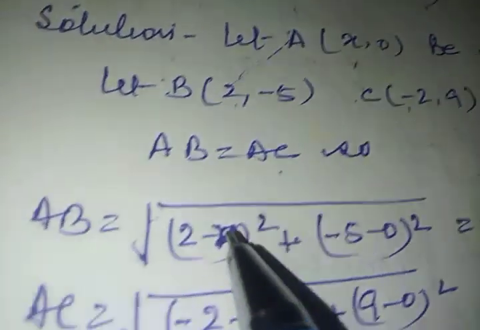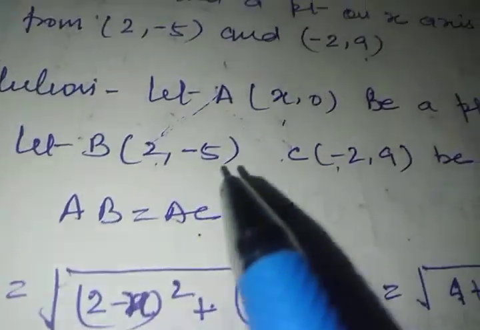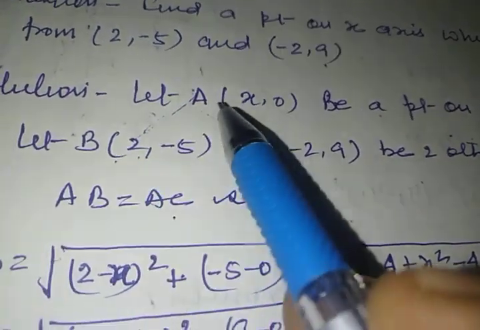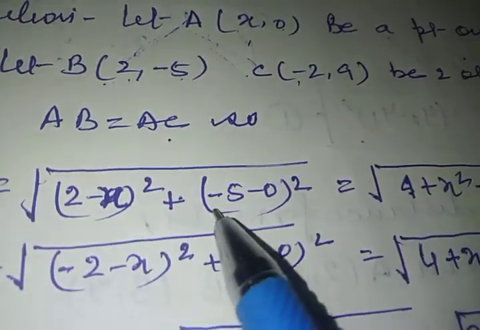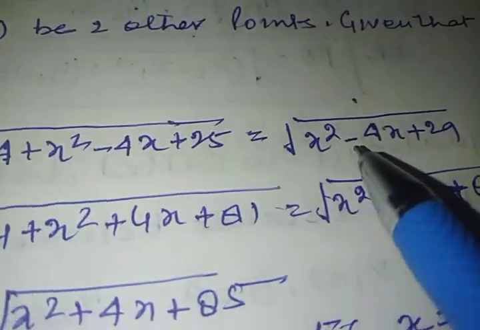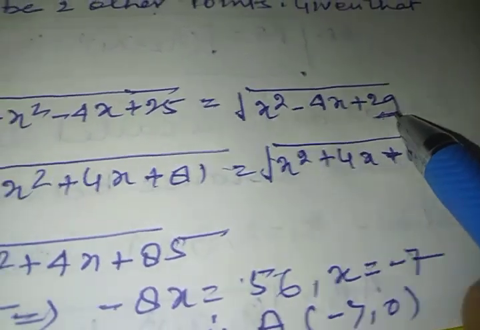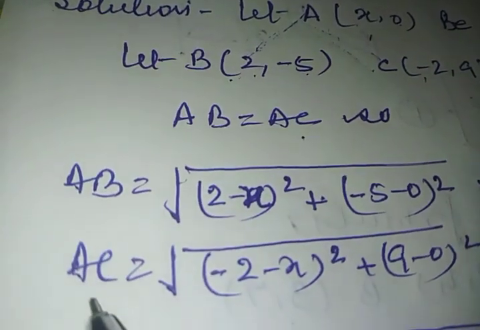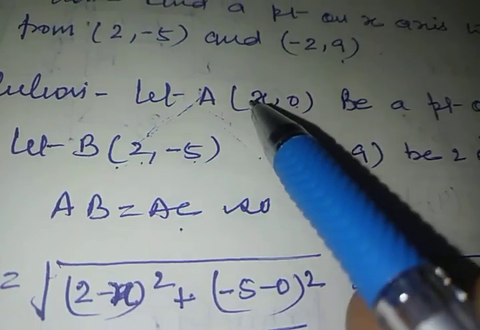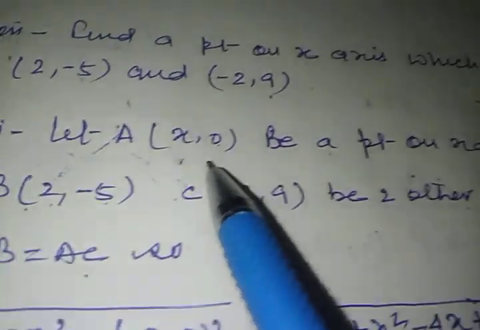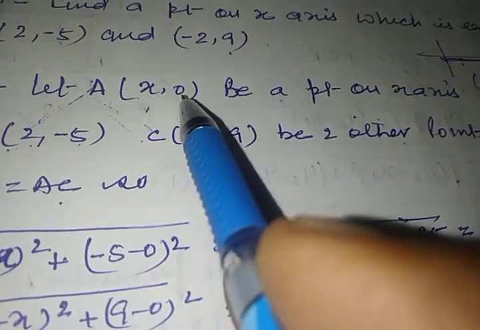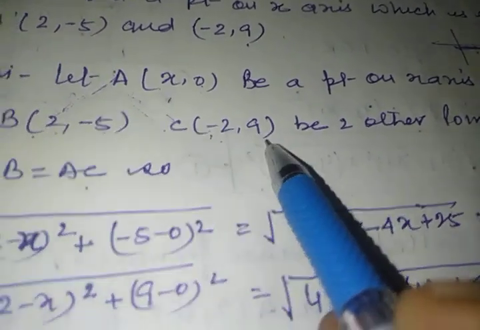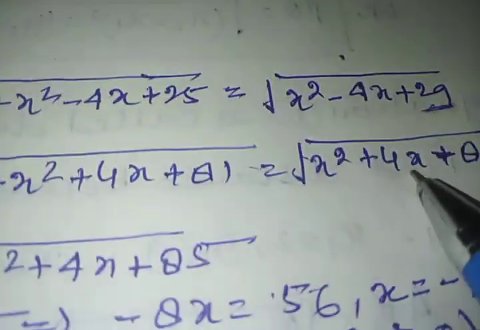He has given B and C already. So I have found AB. How to find AB? This is A, this is B, x1, y1, x2, y2. Put in here. So you get the relation like this. Then we have to find AC here. So A is here, C is here. So this is x1, y1, and this is x2, y2. So put the values here. So you will get the relation like this.